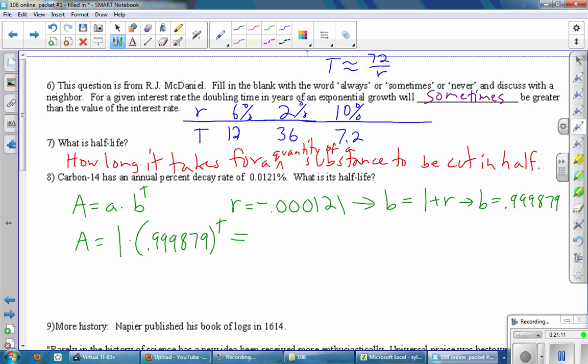So we started with 1 stuff. That was a choice that I made here. So we eventually want half of that amount, so we want half of the stuff. So just half. So this is the equation that we're trying to solve. I'll write it without the 1. 0.999879 to the t is supposed to equal half. Okay, how do we solve for the variable when it's in the power? We use logs. I'll use a common log here. You could just as well use a natural log.